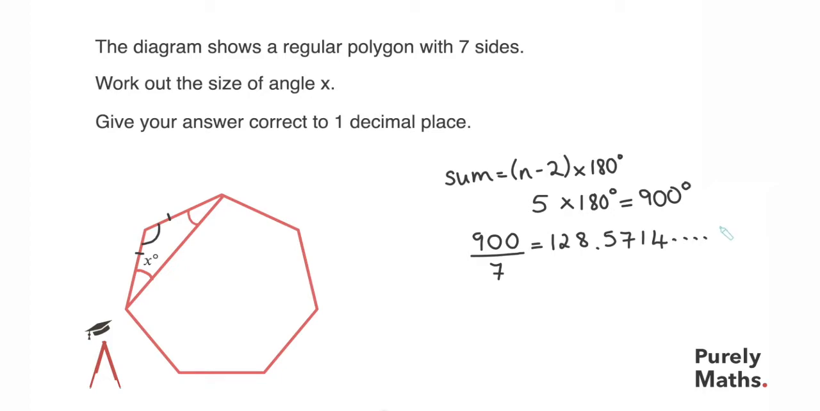I'm not going to do any rounding yet because I don't want to have an error in my answer. So for any working out that I'm doing now, I'm just going to be storing the numbers in my calculator, and I'm not going to round till the very end. Okay, so I now know that this angle here is 128.57 and so on. I know that the angles inside the triangle must add up to 180, and that these two are the same size. So to work out x, I would do 180, take away 128.57, so on, and then divide that by 2 to work out x. So this is what I type into my calculator.